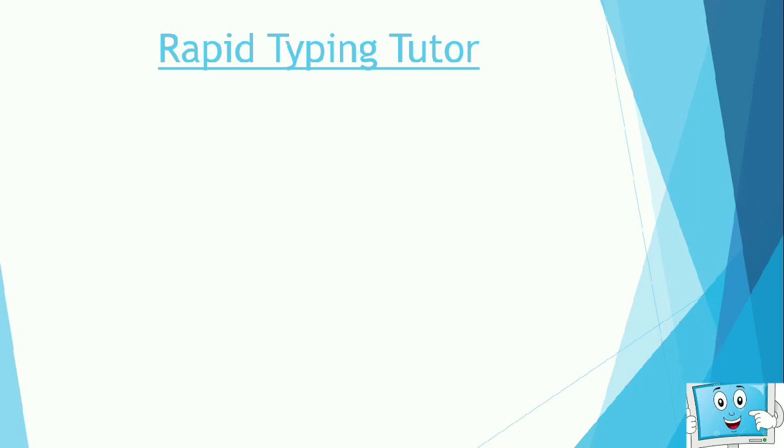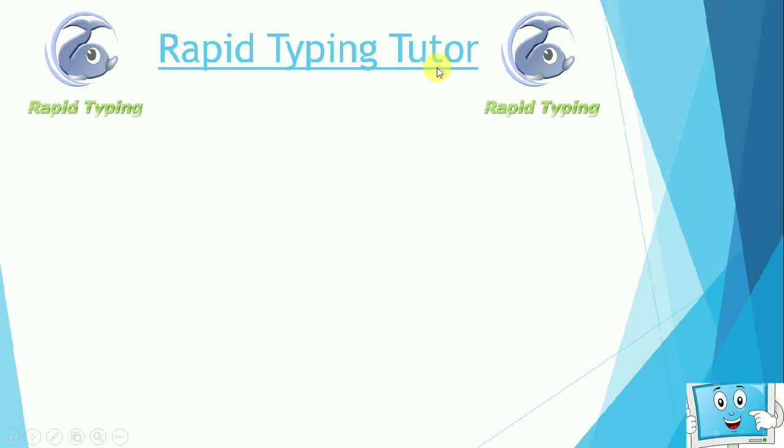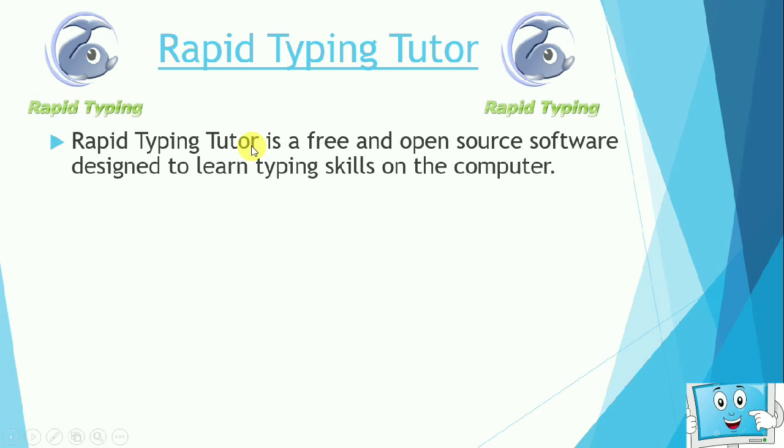Today we are going to learn a software which helps us in improving our efficiency in typing. So the name of the software is Rapid Typing Tutor and this is its logo. Now this is a free and open source software which is designed to learn typing skills on the computer.